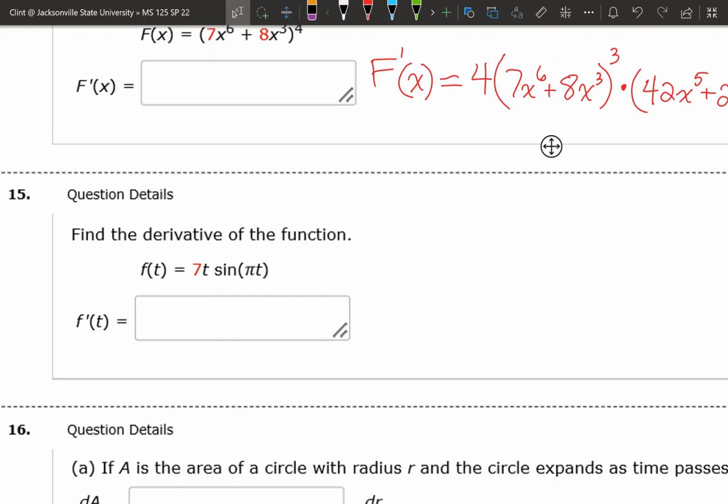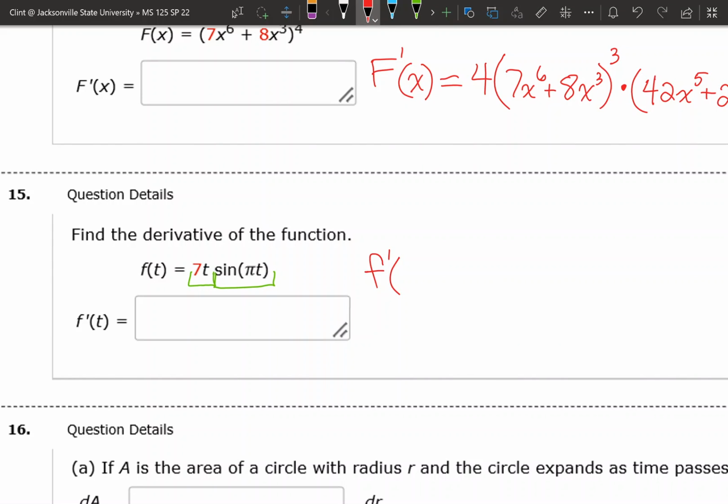Dean says find the derivative. Got 70 times sine of pi t. Our independent variable here is t. So pi is just a number. So we've got 70 times sine of pi t. So we got product rule. And with the sine of pi t, when we take the derivative of that, we'll have chain rule. We've got a combo here.